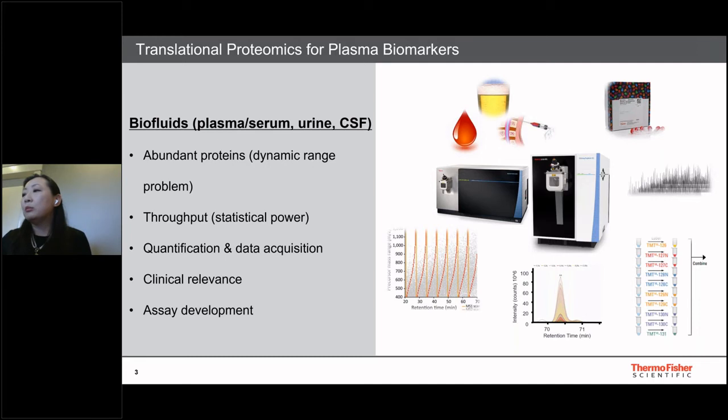Discussions of analyzing human blood often involve the question of depleting or not depleting abundant proteins, sample throughput, and how to quantify plasma proteins, such as label-free, TMT labeling, DDA or DIA. To make matters more complex, we add the consideration of clinical relevance, which is very important for study design, and how to connect biomarker discovery with assay development.